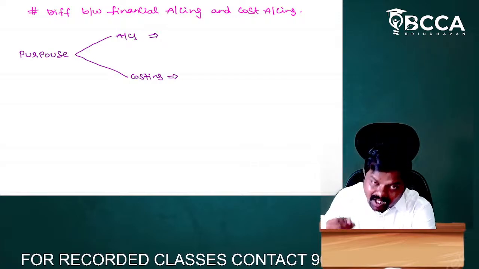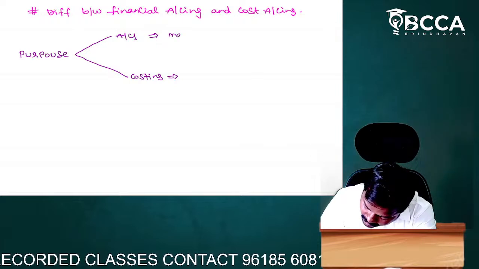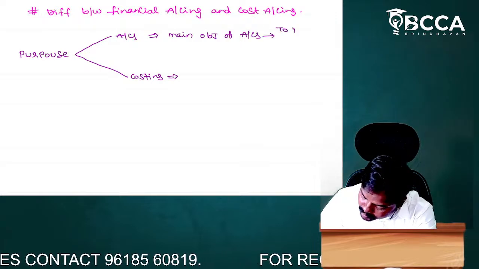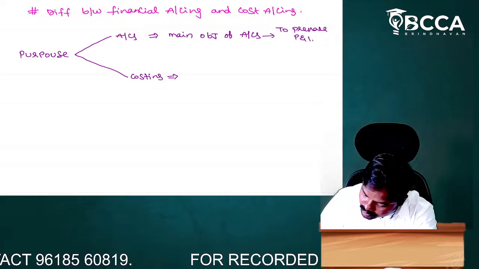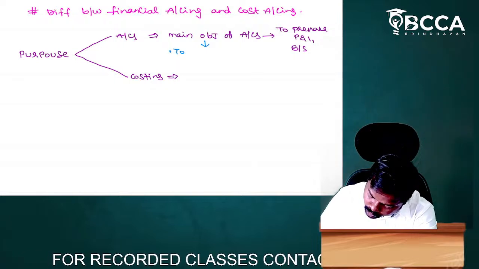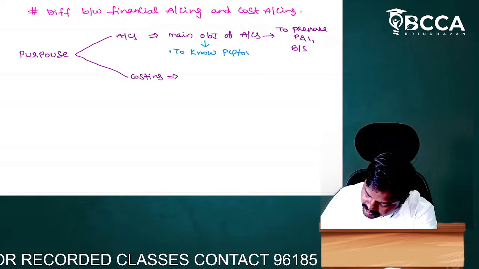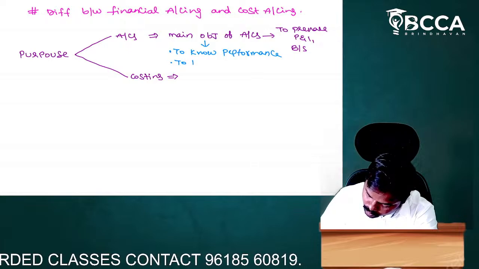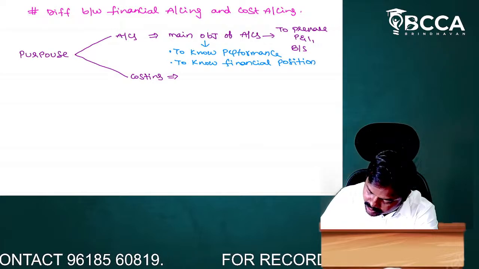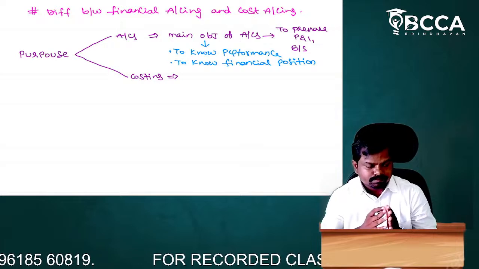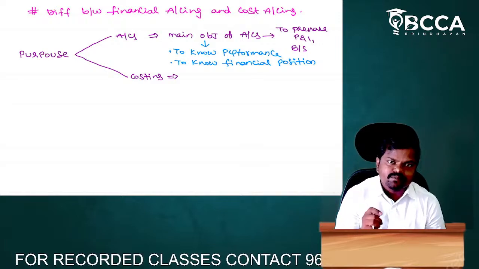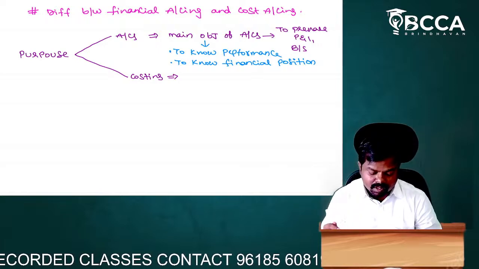Accounts, what is the objective? The main objective of the accounts is to prepare the P&L account as well as the balance sheet. It means, my dear friend, the main objective is to know the performance of the organization, and to know the financial position of the organization. Performance can be measured in terms of profit or loss.